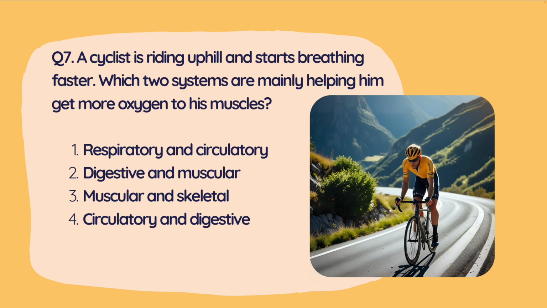The answer is 1. Respiratory and circulatory system. When cycling uphill, the muscles need more energy. To release more energy, cells need more oxygen. The respiratory system helps the cyclist breathe faster so that more oxygen can enter the lungs. This oxygen then passes into the blood, and the circulatory system quickly carries it to the muscles and also carries away waste carbon dioxide from the muscles.